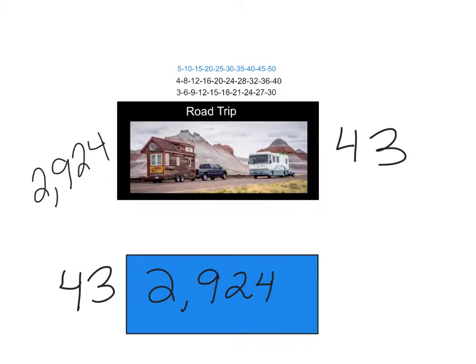Okay, so we are ready to go, and we're trying to figure out how many times 43 will go into 2,924, right? So first of all, 43 will not fit into 29, right? But it will fit into 292. So I'm going to put a 0 above here, and anything times 0, in this case 0 times 43, will give me a 0 down here, right?